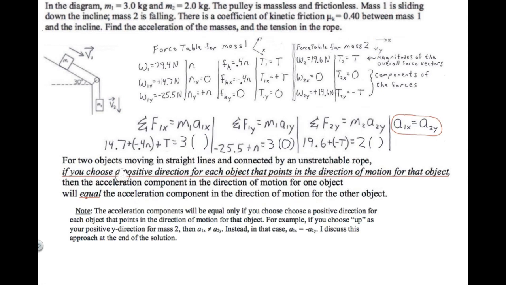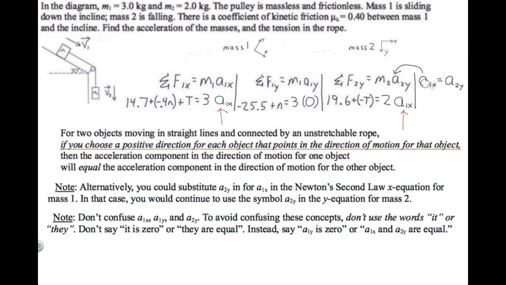So, based on this rule, we can write the equation a sub 1x equals a sub 2y. Then we can use that equation to substitute a1x in for a2y in the Newton's second law equation for mass 2. We can continue to use the symbol a1x in the Newton's second law x equation for mass 1.